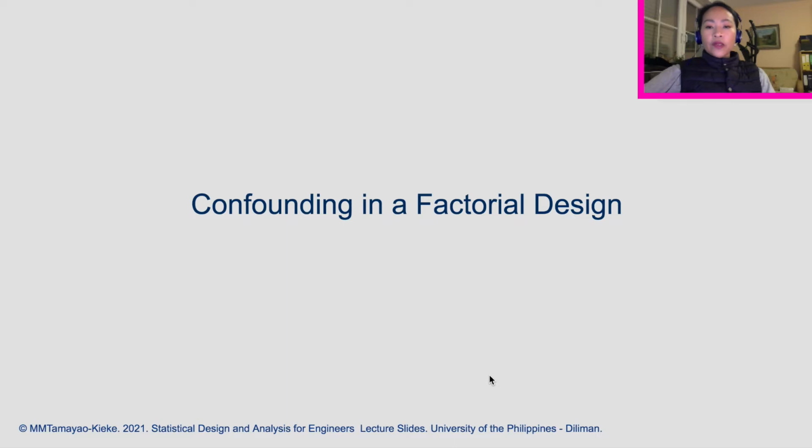Okay, now let's proceed to confounding in a factorial design. Recall that blocking in factorial design is done when, one, we cannot have all the runs be under homogeneous conditions, or when we want to deliberately change the conditions to represent what is happening in reality. And so far, what we've talked about is blocking where we can run a complete replicate in one block.